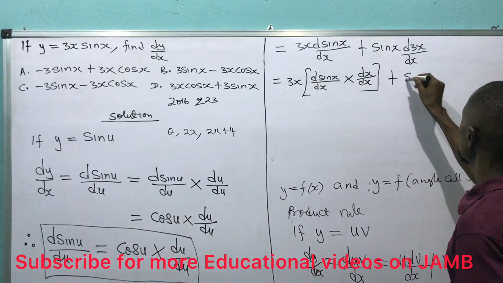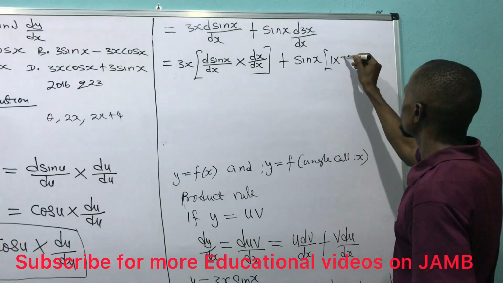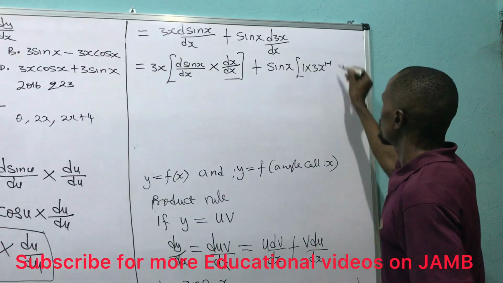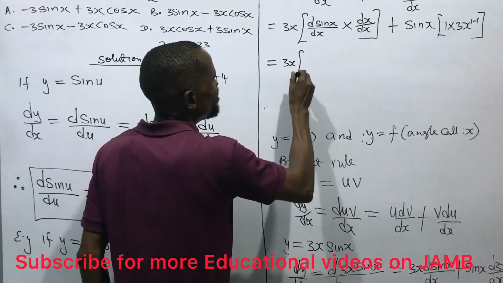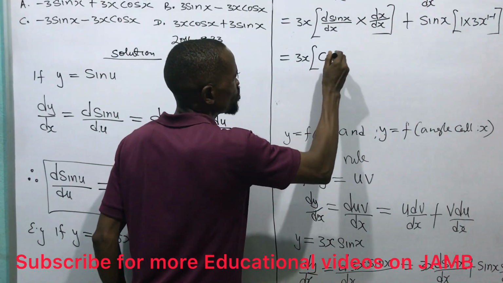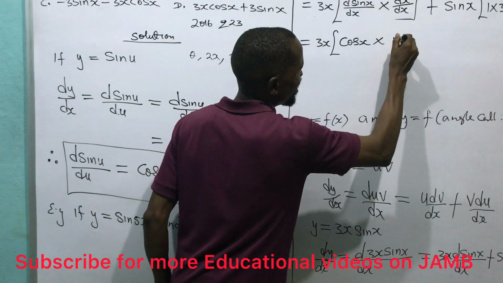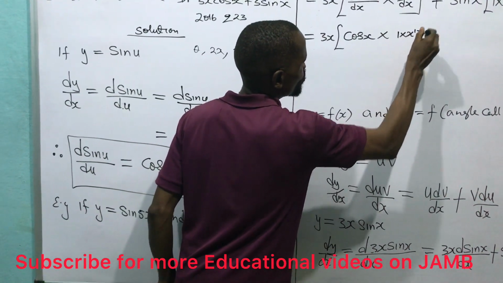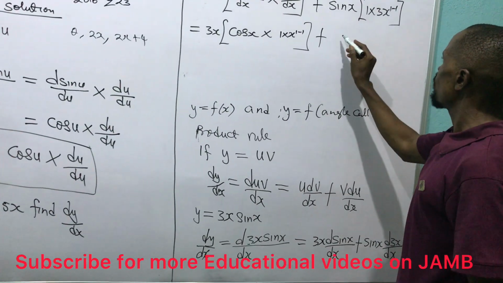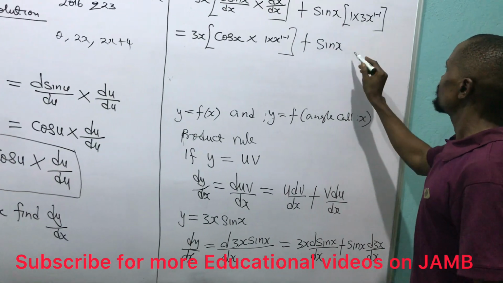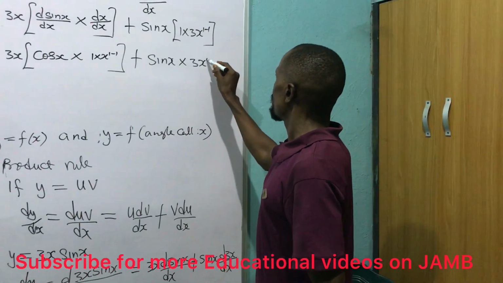Plus sine x differentiating this one, I will have 1 times 3x raised to power 1 minus 1. You remember what we did? Here I will have 3x differentiating sine will give me cos x, times differentiating x, which gives 1 times x raised to power 1 minus 1. Then plus this one will be sine x, times differentiating 3x, which will be 3x raised to power 0.